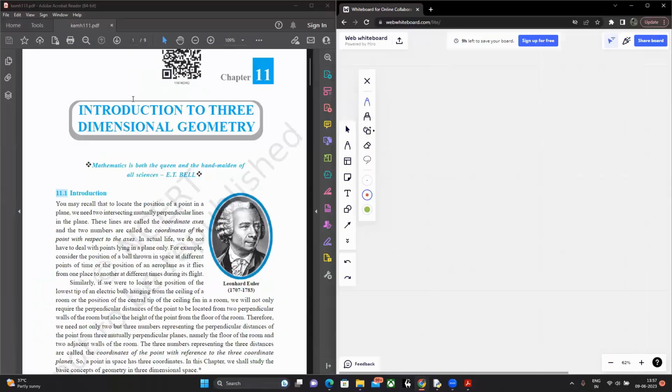Today I'll be dealing with Introduction to Three-Dimensional Geometry. That's chapter 11 of class 11 maths.